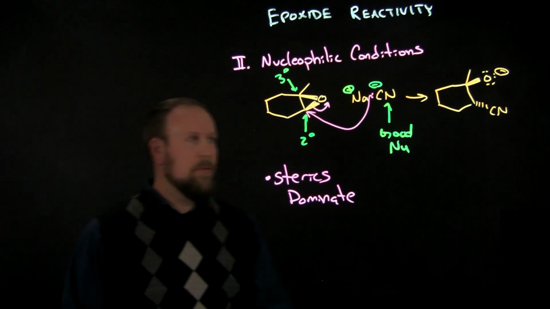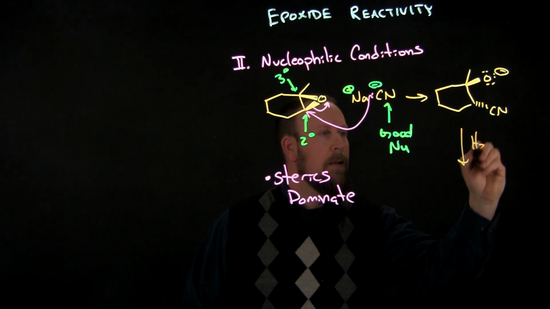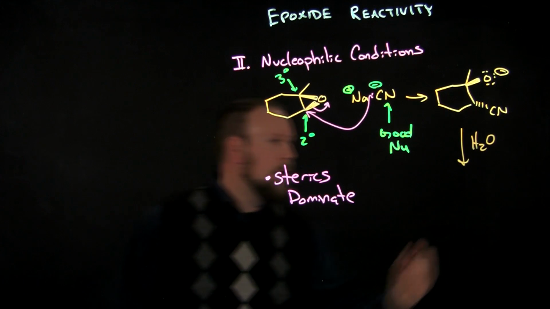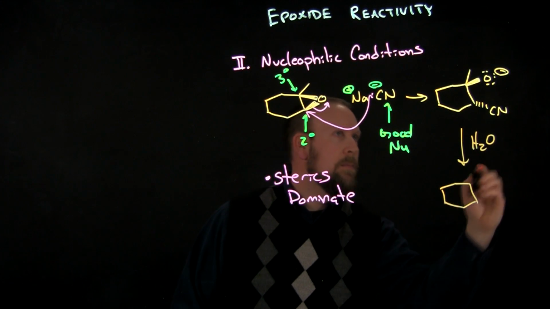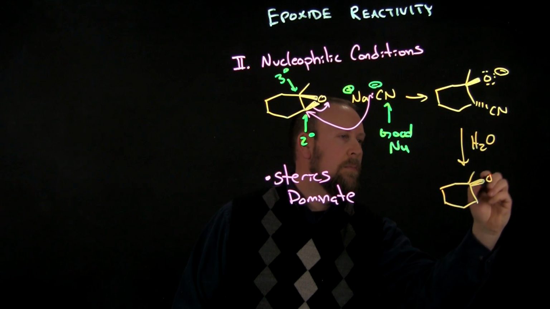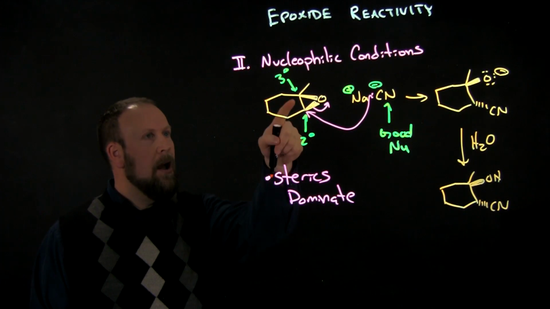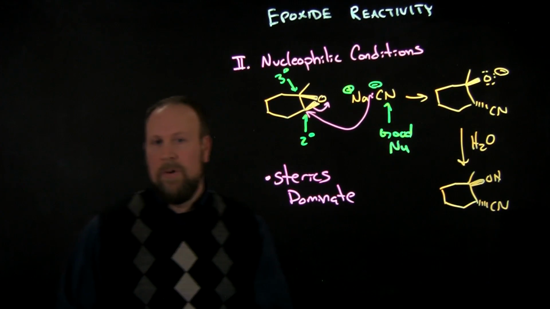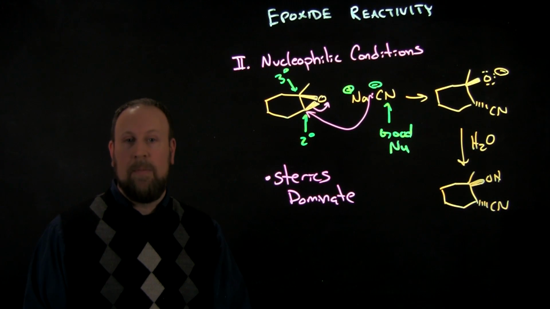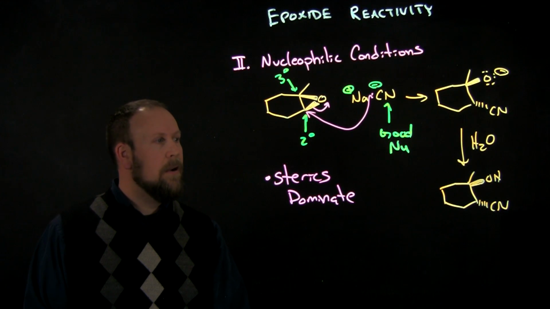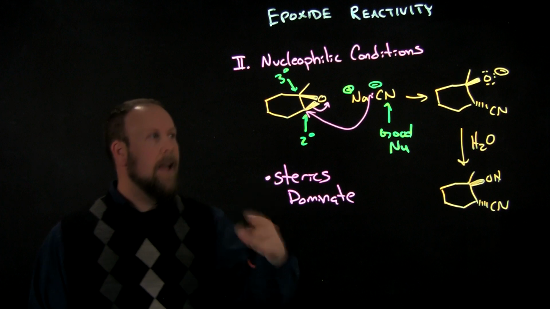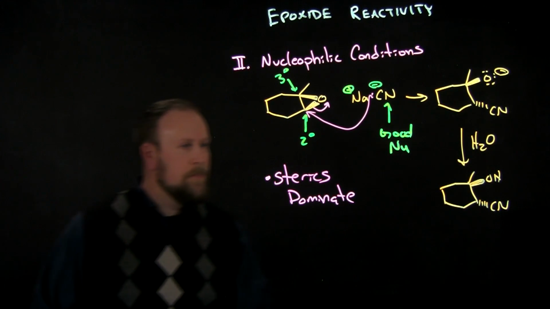Then we can finish up this reaction in the second step by adding something to protonate that oxygen, like water. Notice that the stereochemistry of the other carbon didn't change as we went to the products. We didn't do any chemistry at that position, so we're not going to be changing that center. But the one where we attacked, that's where we get the inversion of configuration.